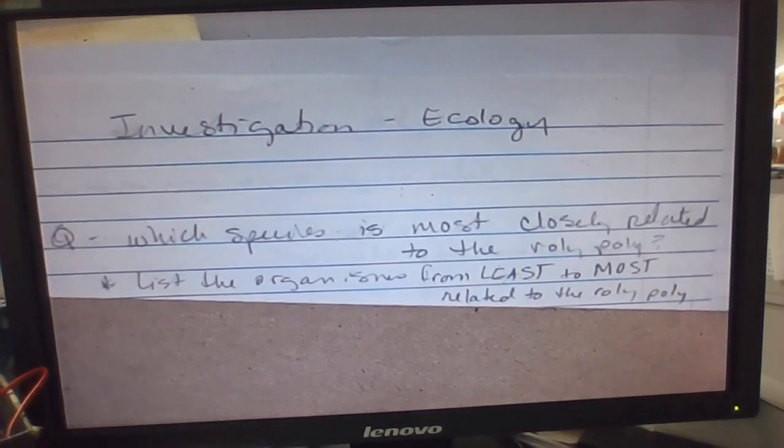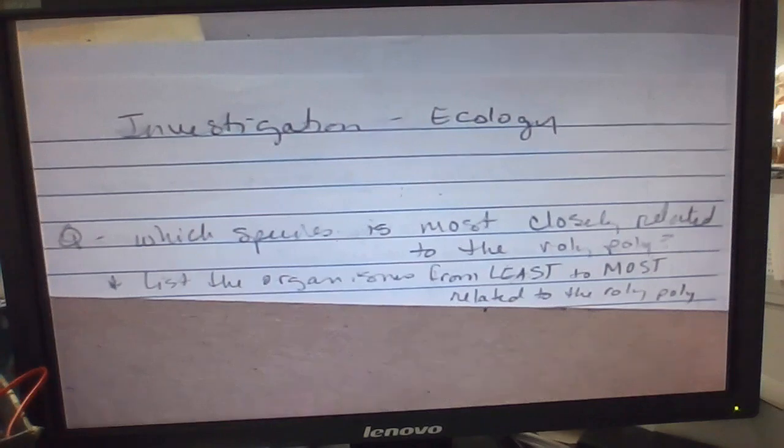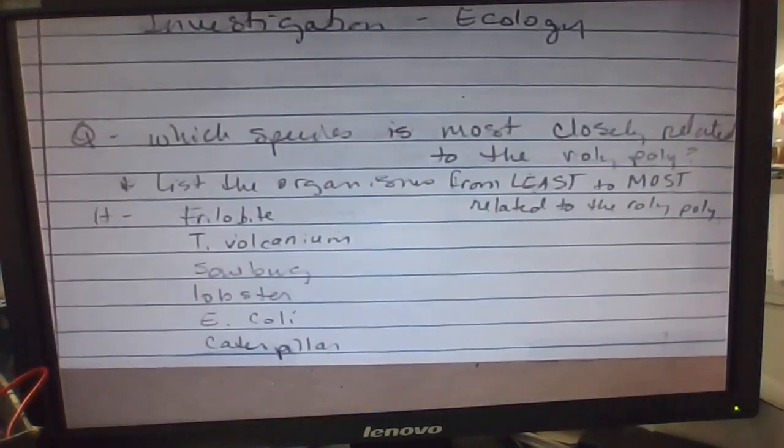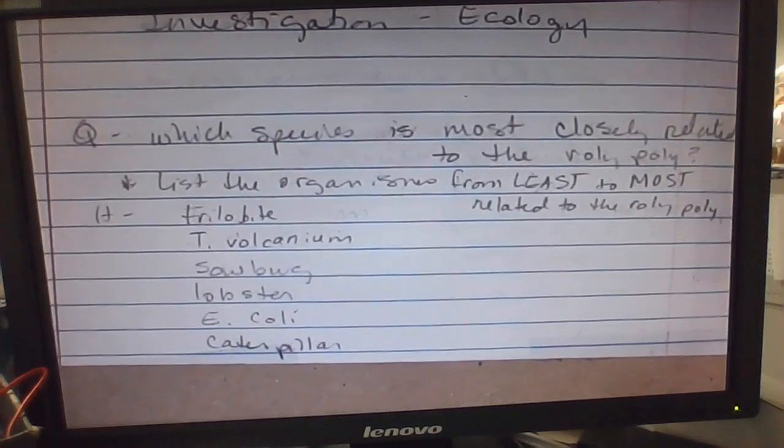List the organisms from least to most related to the roly-poly. So there's 6 critters. Whichever one you write down first, that's the least related. Whichever one you write down last, you think is the most closely related to the roly-poly. Right? So these are our 6 critters: trilobite, T. volcanium, sowbug, lobster, E. coli, caterpillar.